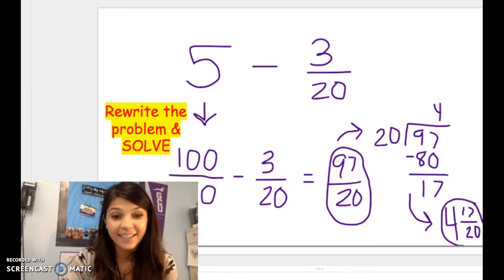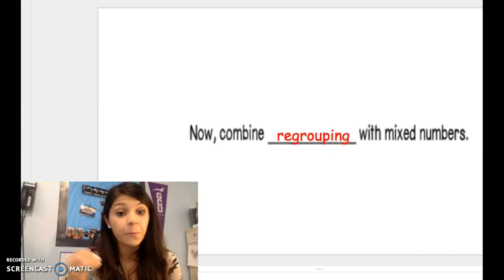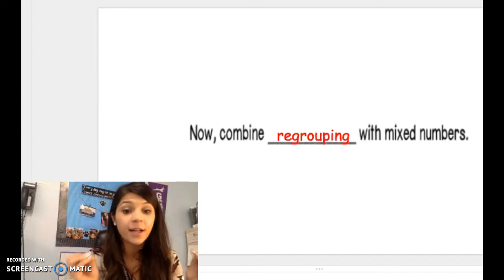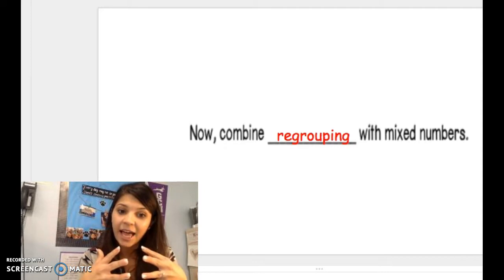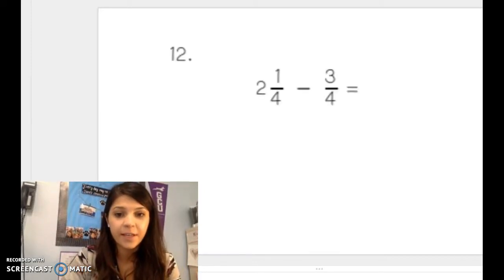17/20 as the answer. All right, this next part we're moving on, and we're combining regrouping with mixed numbers. So these two concepts we just talked about, we're going to collide into one world, okay? So here's the first problem I want to give you guys.